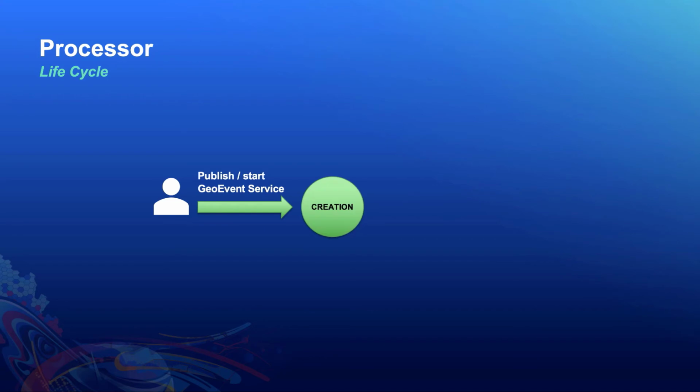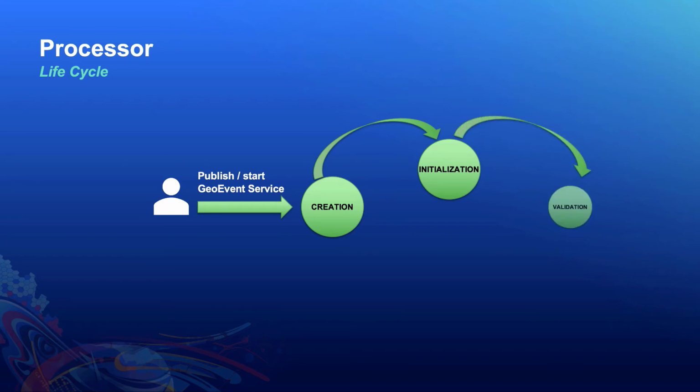Just like transports, processors have a specific lifecycle. The lifecycle starts once the user has published and started their GeoEvent service. This kicks off the creation stage where the component is retrieved from the service registry and an instance is created. After this occurs, we enter the initialization stage where the processor's properties are set. Once set, the properties are validated to ensure their accuracy before entering the processing stage.